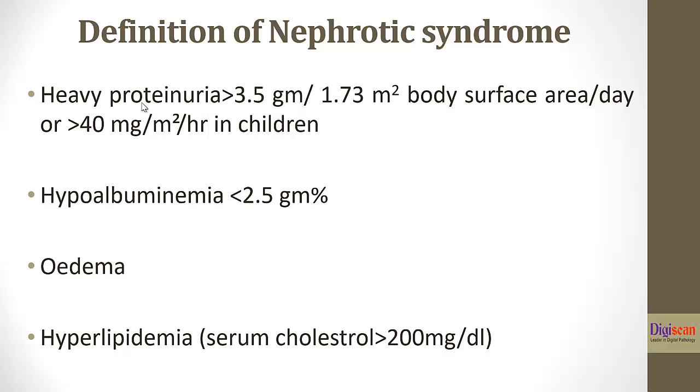Nephrotic syndrome is defined by heavy proteinuria, which is more than 3.5 gram per 1.73 meter square of the body surface area per day in adults or more than 40 milligram per meter square per hour in children. Hypoalbuminemia, which is less than 2.5 gram per deciliter. Presence of edema and hyperlipidemia. Hyperlipidemia is defined as serum cholesterol more than 200 milligram per deciliter.